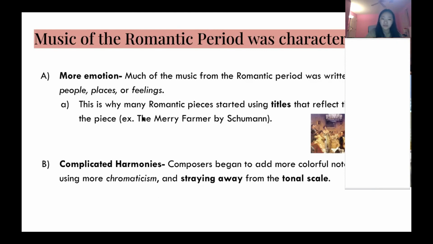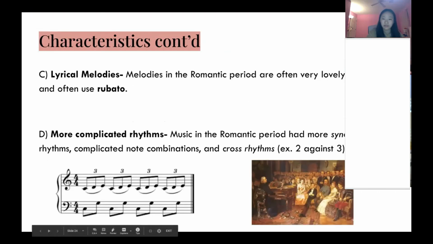Okay, and then B is more complicated harmonies. That's what discord means. So there's more colorful notes using more chromaticism, so like half steps, and straying away from the tonal scale. So like maybe transposition or changing keys a lot more.